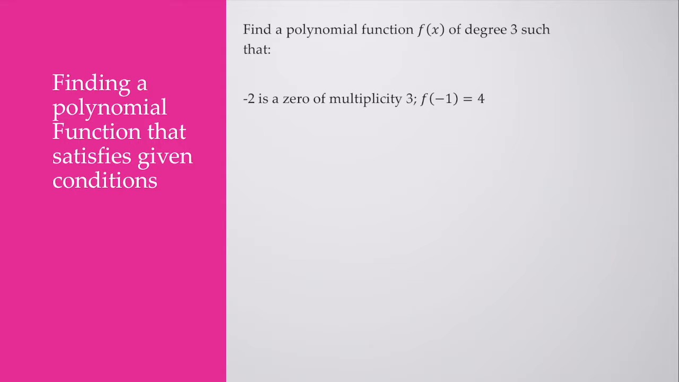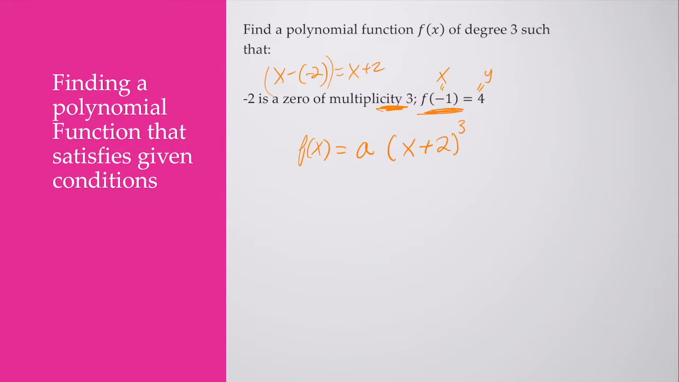Next, let's find the polynomial function of degree 3 such that negative 2 is a 0 with a multiplicity of 3, meaning it occurs 3 times. And the fact that when x is negative 1, y is 4. So I have f of x equals a times x plus 2, because remember it's x minus r_k, which in this case would give us x plus 2.